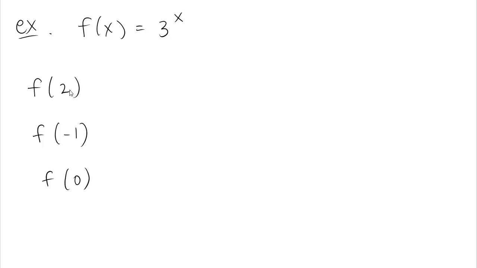When we evaluate this, we just plug numbers into the exponent. So f of 2 would be 3 to the second power, which is 9. f of negative 1 would be 3 to the negative 1 power. Remember that negative exponents are just reciprocals. So 3 to the negative 1 is 1/3. f of 0 would be 3 to the 0 power. Remember that any non-zero base to the 0 power is 1. And so in particular, 3 to the 0 is 1. So we're still just plugging numbers in for x, but what makes this a little bit different is that we're now plugging numbers into the exponent.